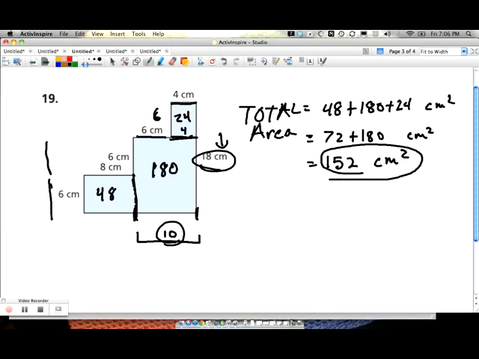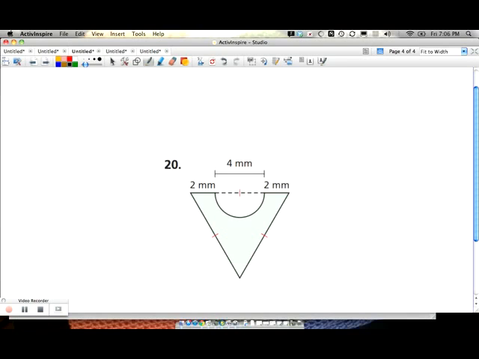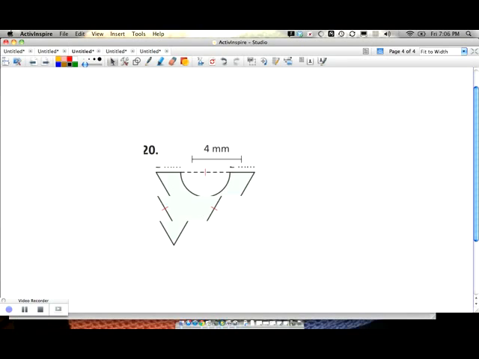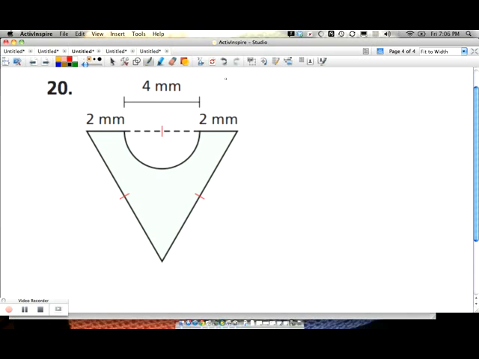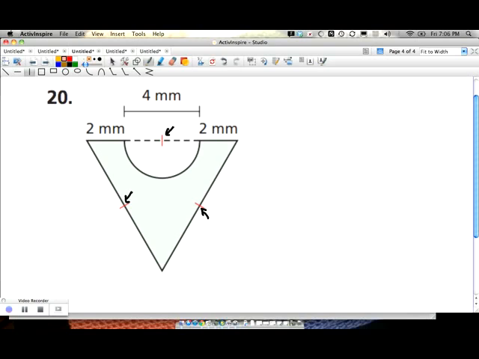Piece of cake. Let's wrap this up with one more. Probably the most challenging one of the night. That's okay, because we are awesome. Notice something, it's very subtle, but you see these little red marks all throughout. That means it's an equilateral triangle, and one of my favorite things to do with an equilateral triangle is to split it into two special right triangles.